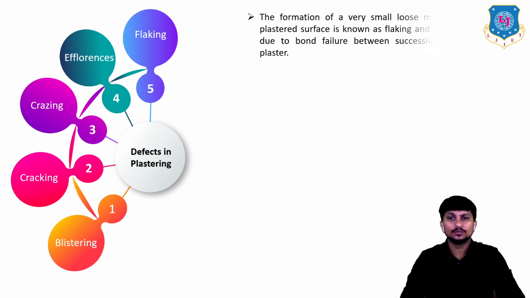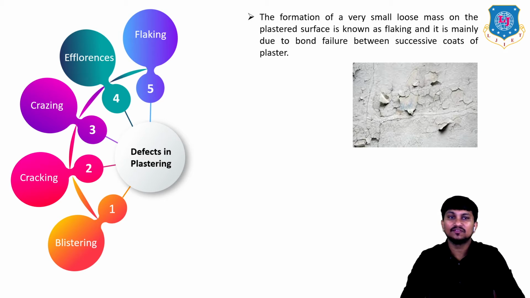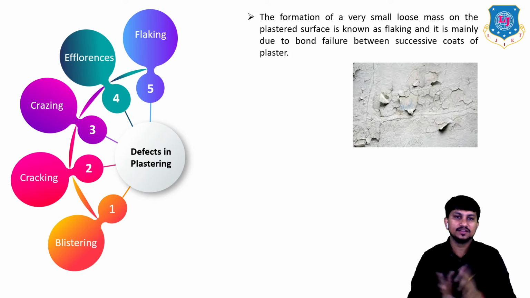The next type of defect which is observed in plastering is flaking. This is how flaking looks like. The formation of very small loose masses on the plaster surface is known as flaking. Okay, and it is mainly due to bond failure between successive coats of plaster. Because a number of plaster coats are applied, like 12 mm, then 8 mm. In this, the bond failure between the layers or coats is called flaking.